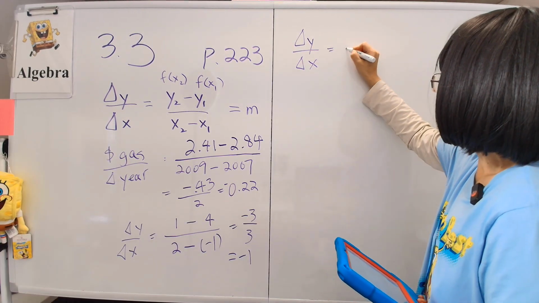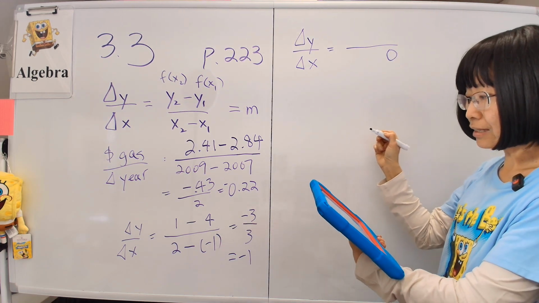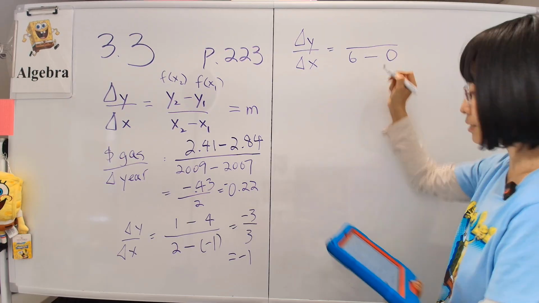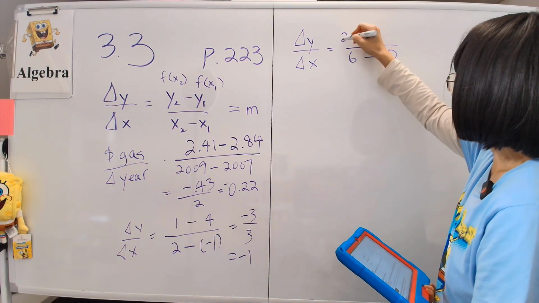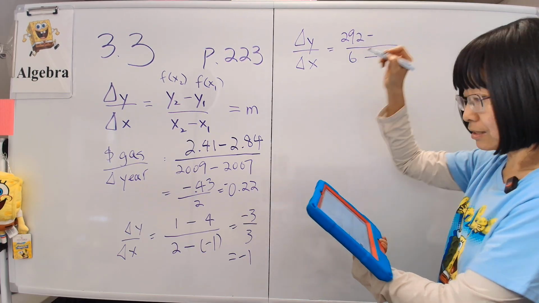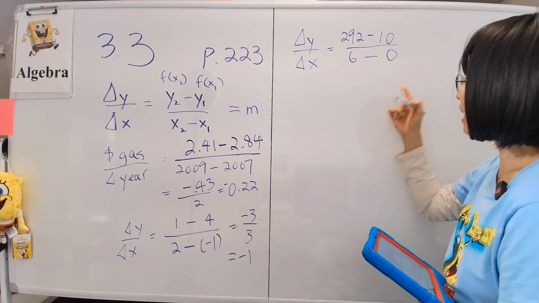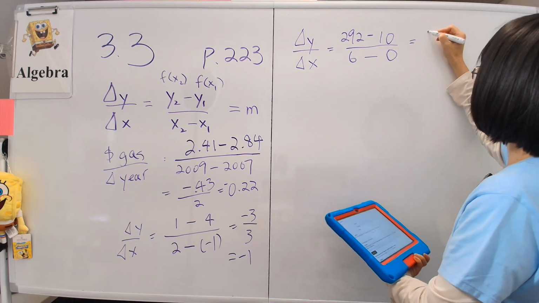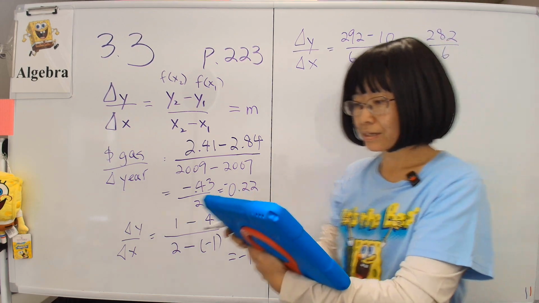So delta x will start at 0, position 0, and then end at hour 6. Okay, so delta x is 6 minus 0, and delta y will start at 290. We'll end at 292. Okay, and then the starting point is at 10. So all said and told, that's it. And we'll calculate what that is. That becomes 282 over 6, and that equals whatever.